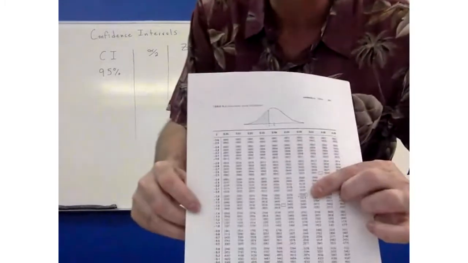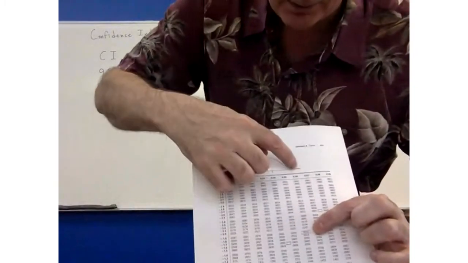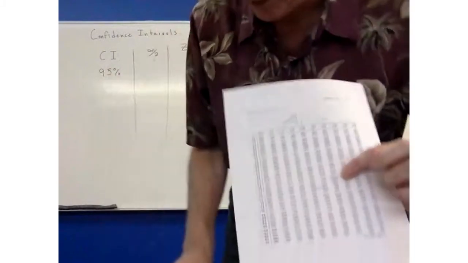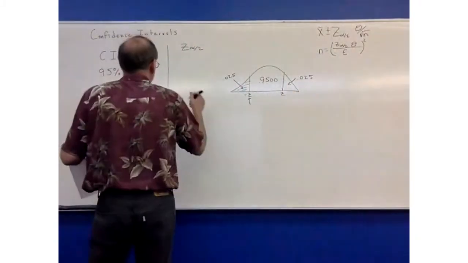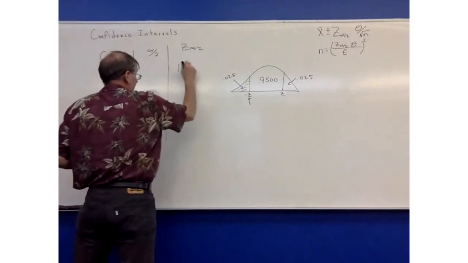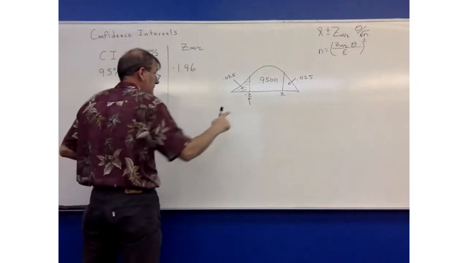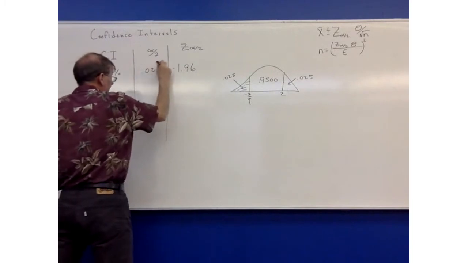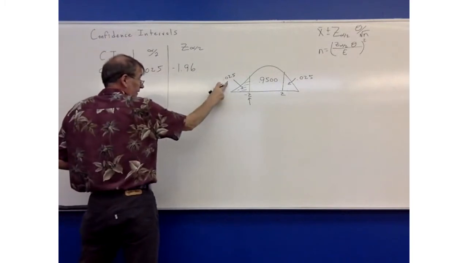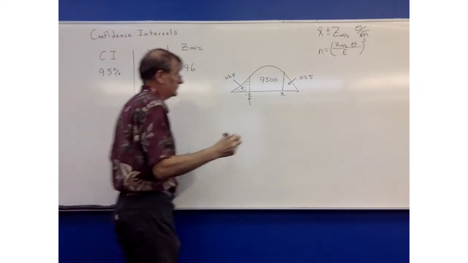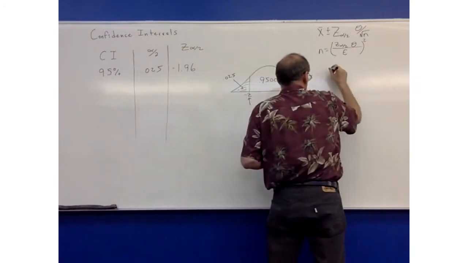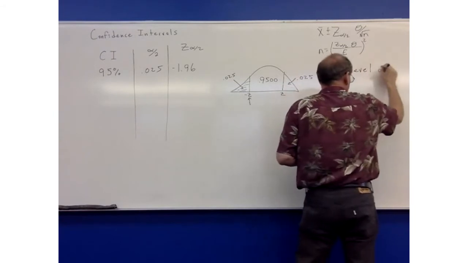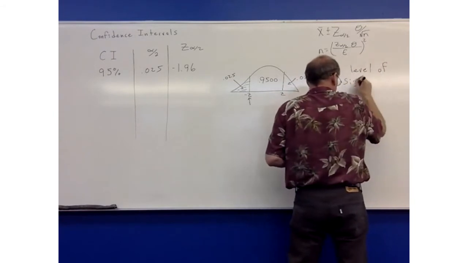Okay, so look back at this again. I'm going to write a couple things down. This is 1.96, actually negative, and alpha over 2 was 0.025. That's my level of significance. Let's give you another word here. Alpha over 2 is the level of significance.